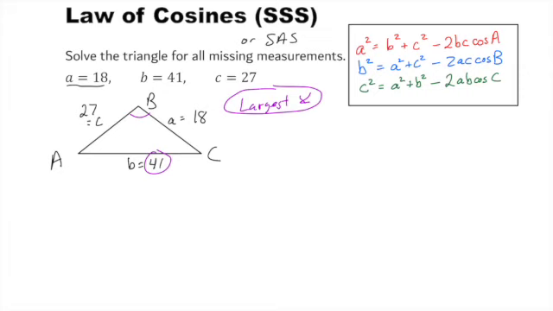And here we go. Side b would be the part that would be isolated, so I'd be using that second variation of the equation. So I'd have 41 squared equals the other two sides, 18 squared plus 27 squared, minus 2 times 18 times 27 times cosine of my angle B that I'm trying to find. And so you could do a bunch of little calculations here and simplify, or you could just manipulate and type it all into your calculator, which is what I'm going to do here.